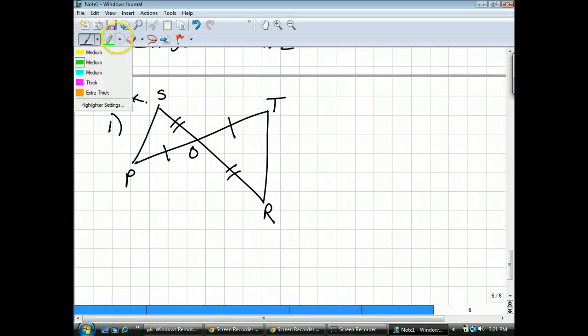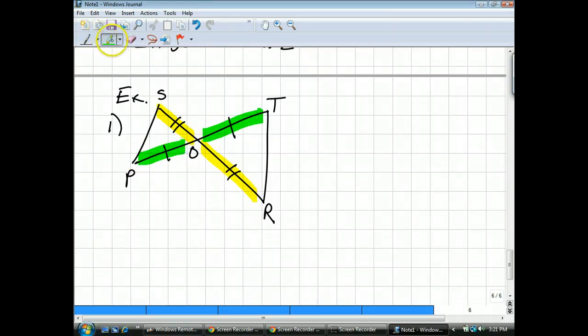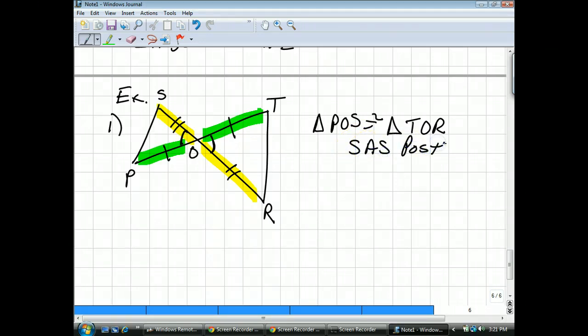Well, we have this side corresponds to this side, and by vertical angles we can say that this angle is congruent to this angle. So by the side angle side postulate, we can say that the two triangles are congruent. So we can say that triangle POS is congruent to triangle TOR, and that is by the side angle side postulate.